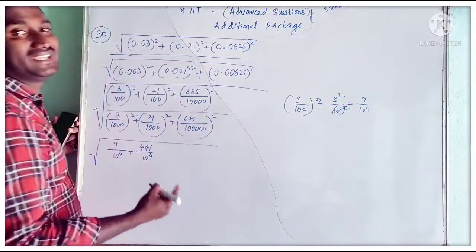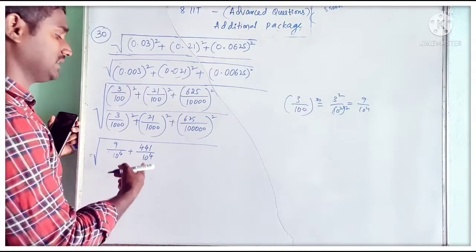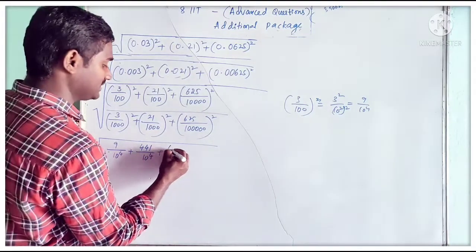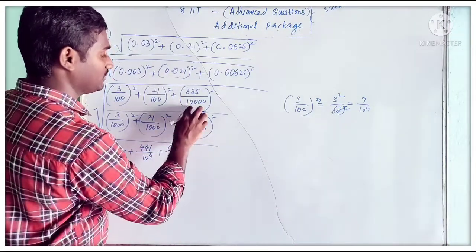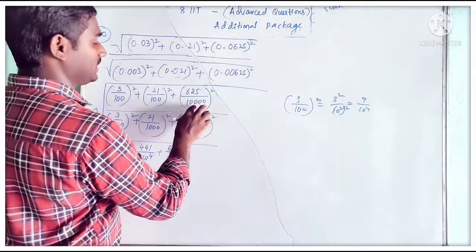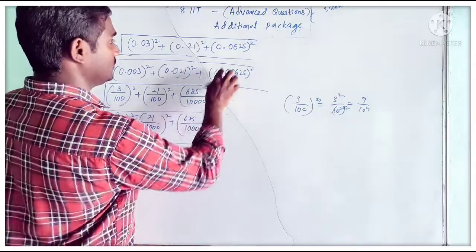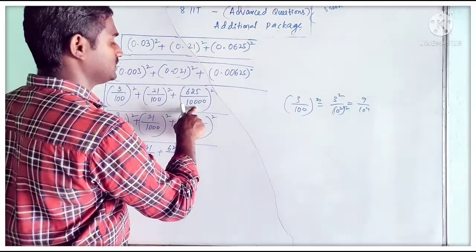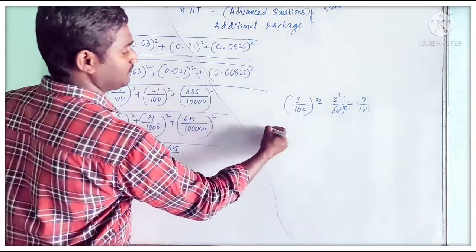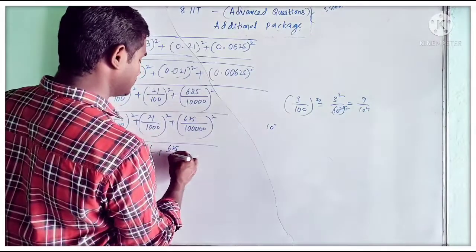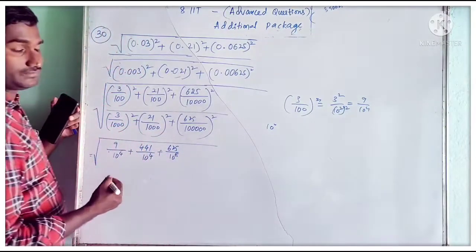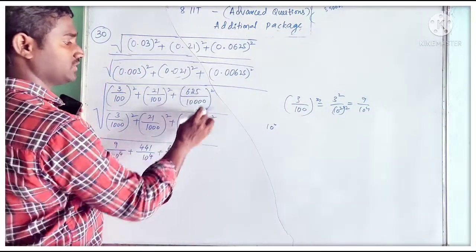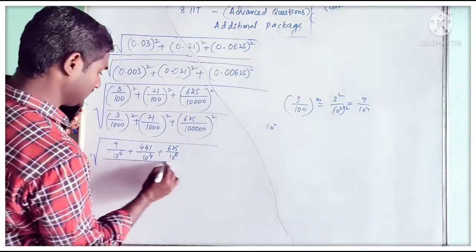To make it easy, I am simplifying. I am writing 10 power 4 plus 625 by how many zeros do we have here? Here also 4 zeros. 4 zeros means 10 power 4, so 10 power 4 whole square becomes 10 power 8.